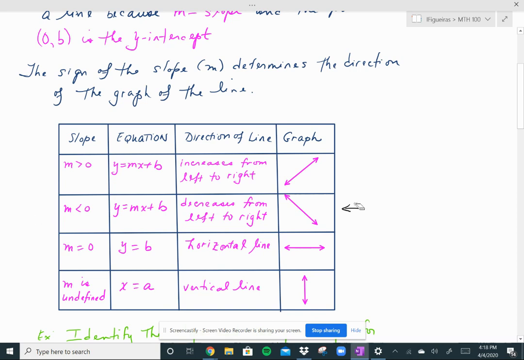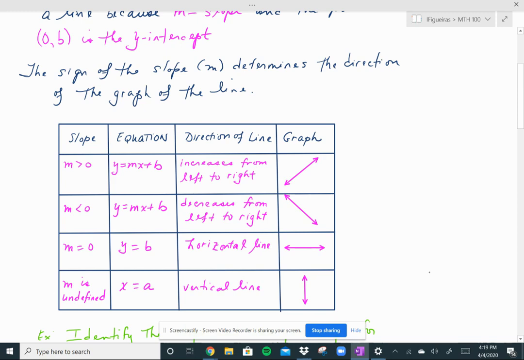When your slope is equal to 0, the equation of the line is going to be y equals b. That will be a horizontal line, and horizontal lines go from left to right, and they're flat. And then finally, it's possible for your slope to be undefined. When your slope is undefined, the equation of the line is written as x equals a, where a is some number. That will be a vertical line, and vertical lines look like this. They go up and down. There's no slant associated with it.